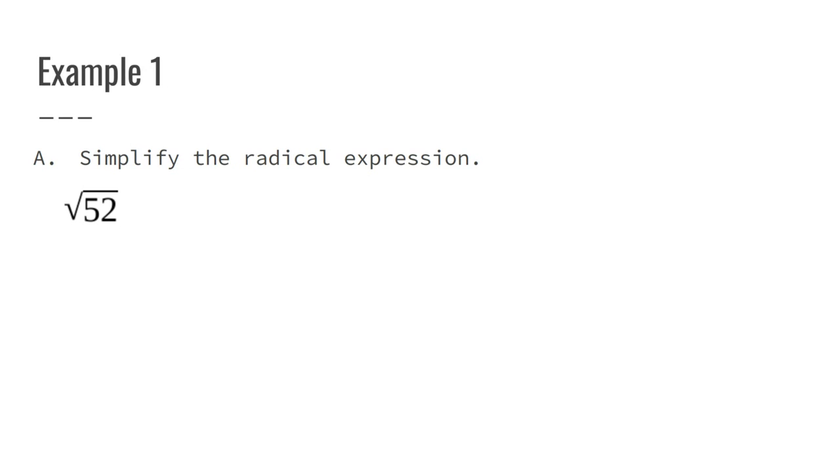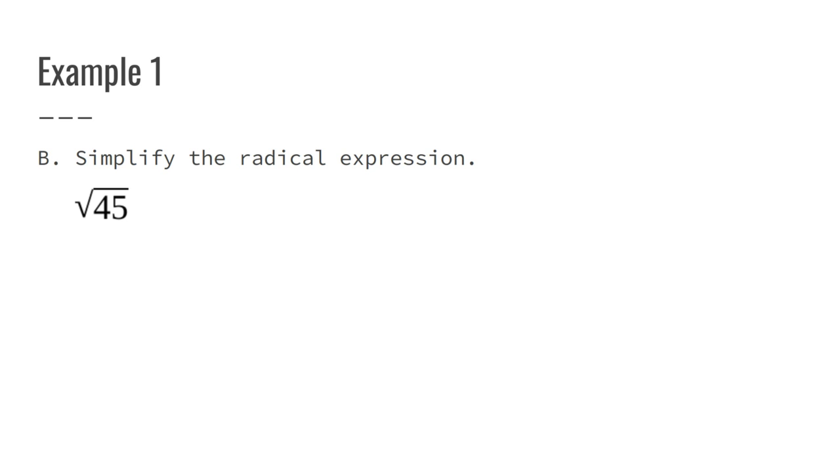So I'd like you to try this one on your own using your perfect square list. Go ahead, try this one and put it right into Edpuzzle. Submit your answer. Once you've submitted your answer, you'll see that the square root of 52 can be broken down into the square root of 4 times the square root of 13, which is 2 times the square root of 13.